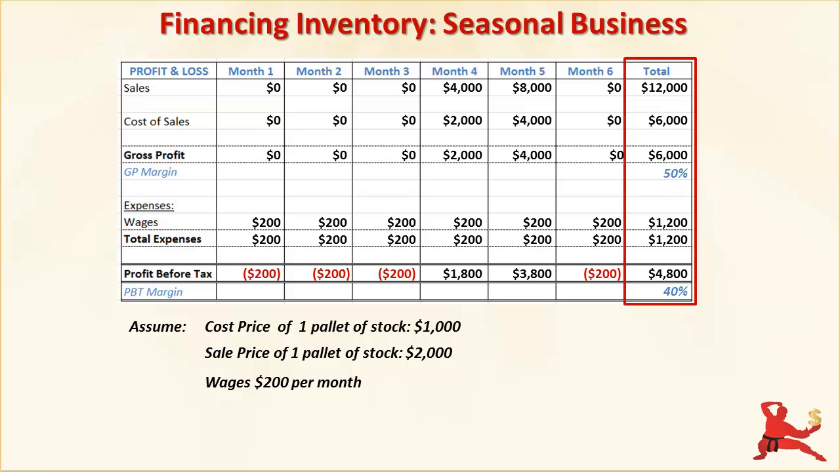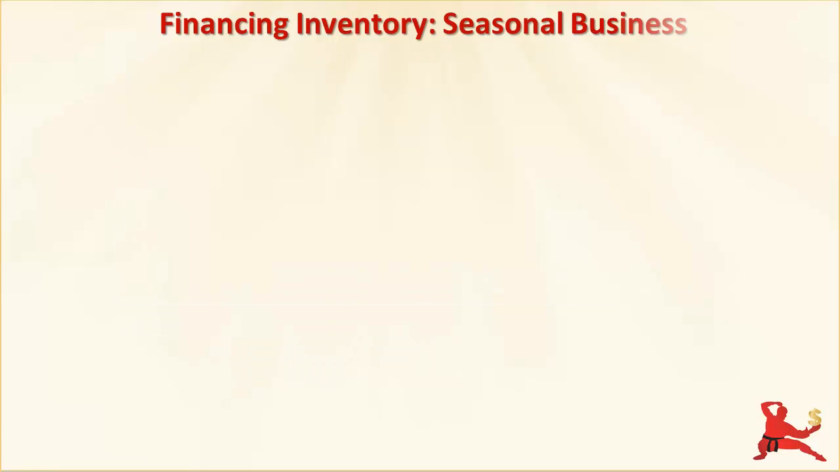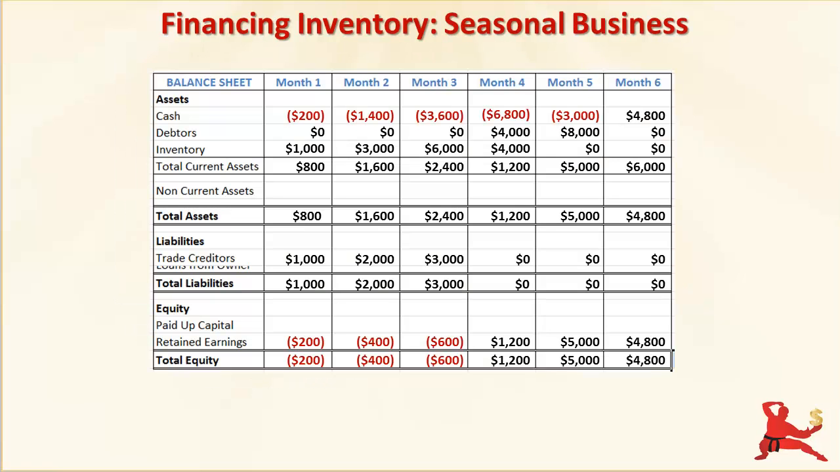It's a profitable business. In 6 months, you'll make a profit of $4,800 from $12,000 in sales. That's a 40% profit before tax margin. Now let's look at your balance sheet. I've assumed we start off with a balance sheet with 0 balances just to keep things simple and to more clearly illustrate the financing requirements with inventory.